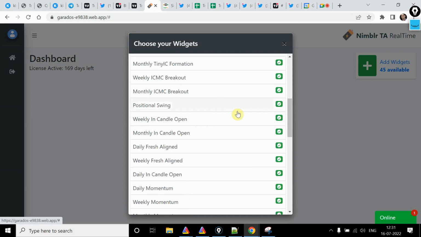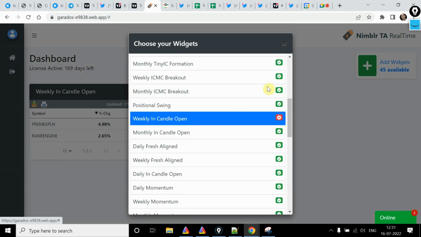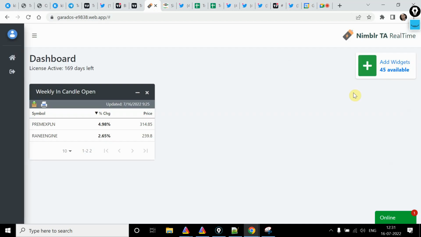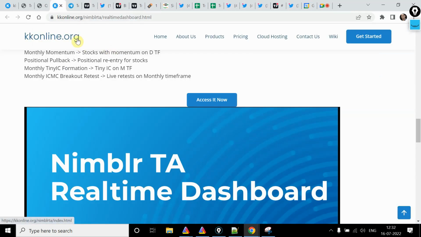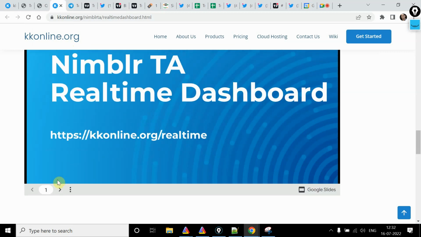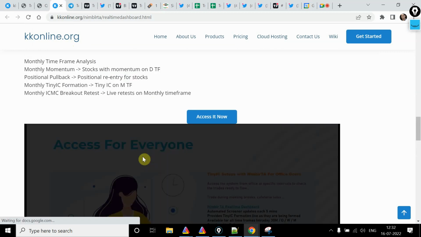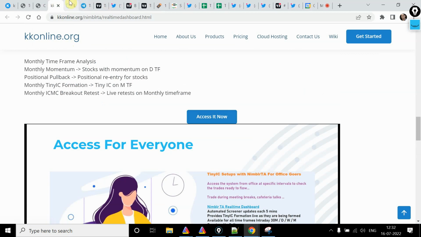Okay, so Krishna, one quick question. Where do we really have access to this dashboard? How do we access it? Basically, how do you get the access? Is that the question? Okay, so you just go on the site. There's an access it now button, right? And as soon as you click it, it will take you to the link. It will ask you to create a login.